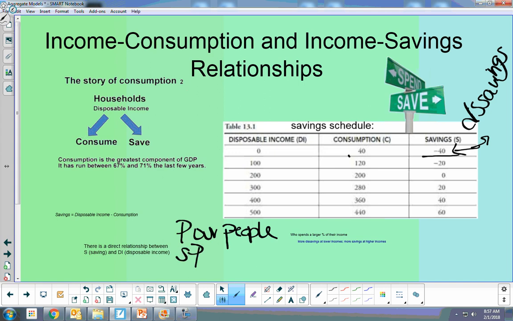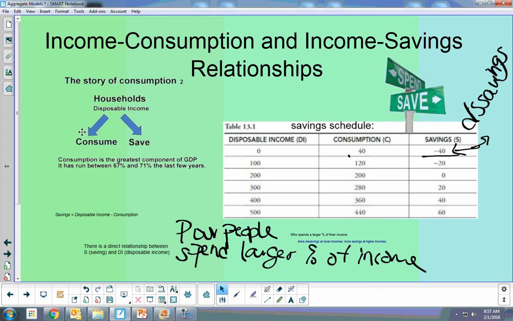So poor people spend a larger percent of income, while rich people spend a smaller percentage of their income. Rich people are probably only spending maybe 60% of their income, while poor people are spending, I don't know, we did the math the other day, my husband and I sat down.